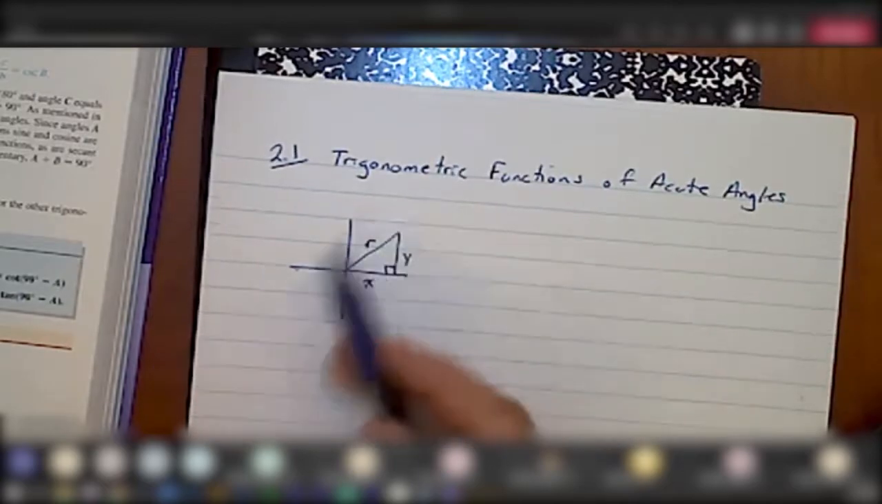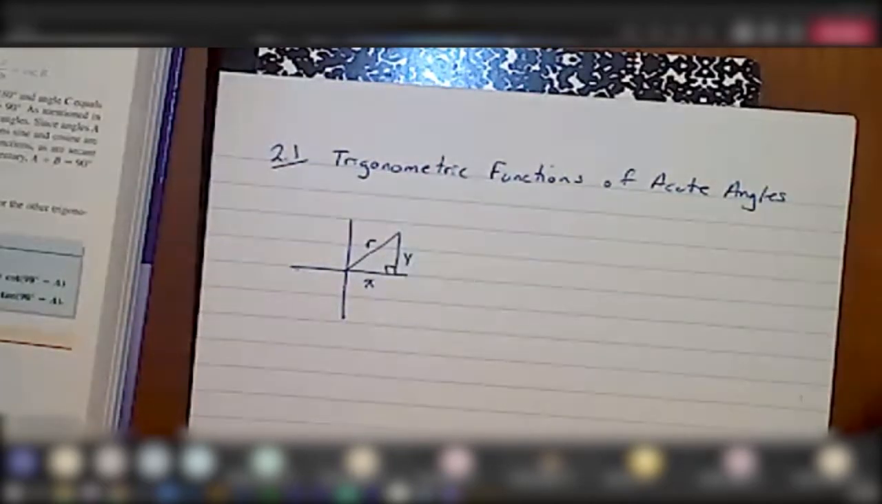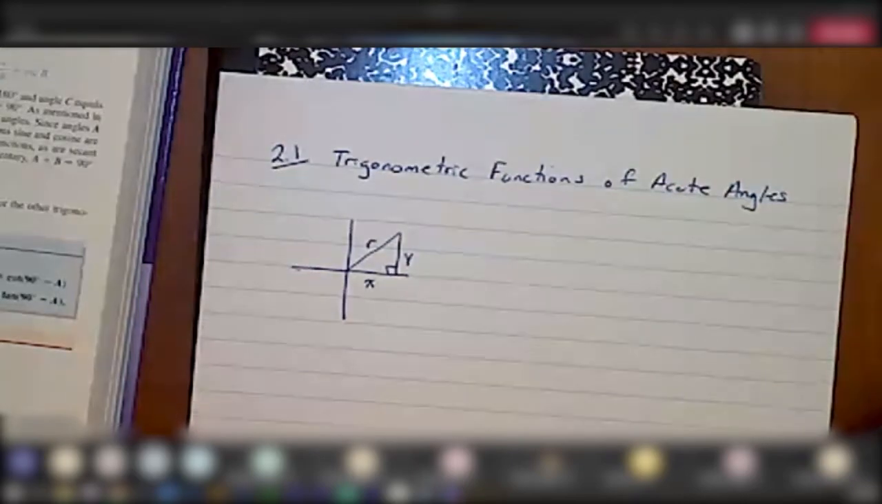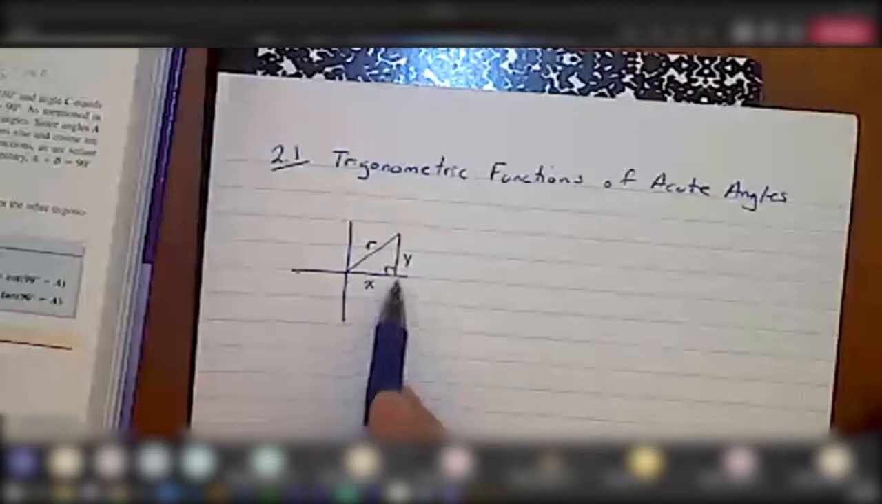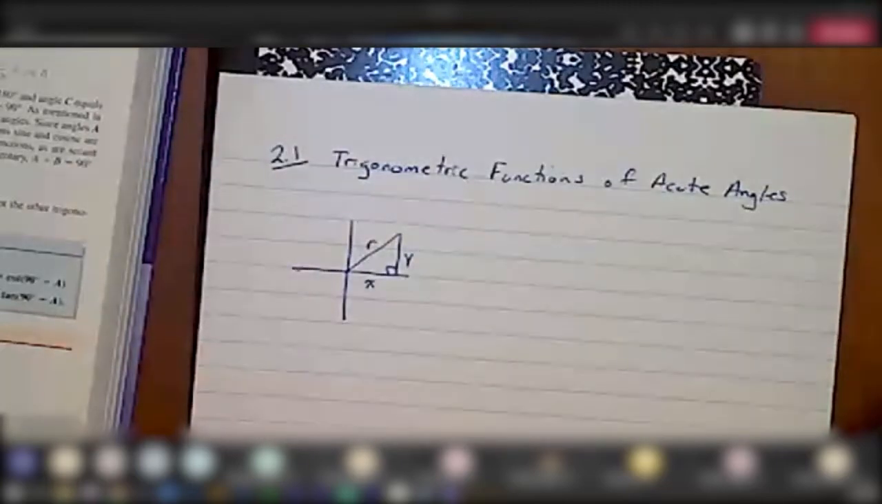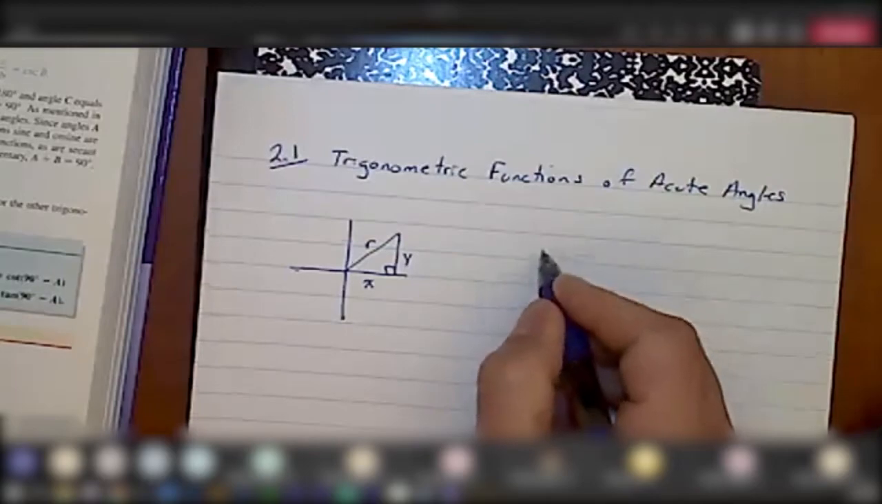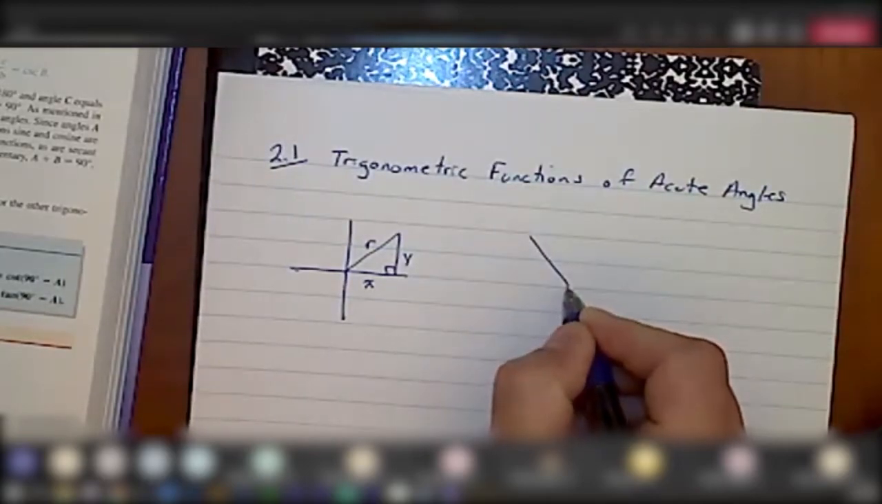So we talked about the big difference between chapter 1 and chapter 2. Chapter 1 was all about having the triangle on the coordinate plane. We labeled the sides X, Y, and R. But in order for us to actually apply trigonometry to the real world, we're going to have to take this triangle and pull it off the coordinate plane.